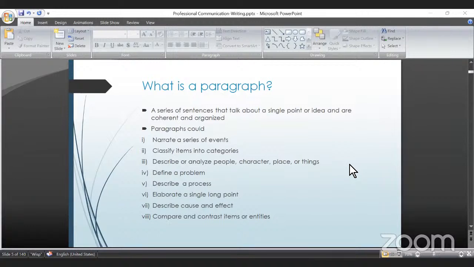Now, all of us know what a paragraph is, but if I ask you how to write a well-developed paragraph, or what are the various components of a paragraph, would you have any quick response? You can read this from so about what is a paragraph?